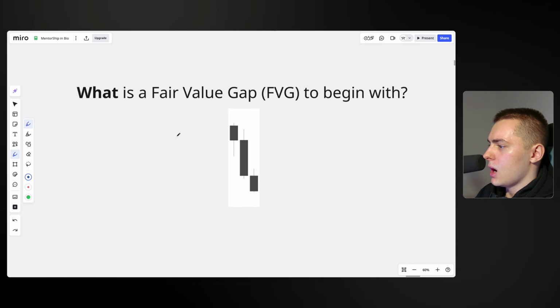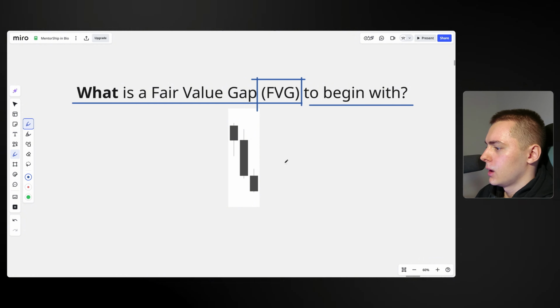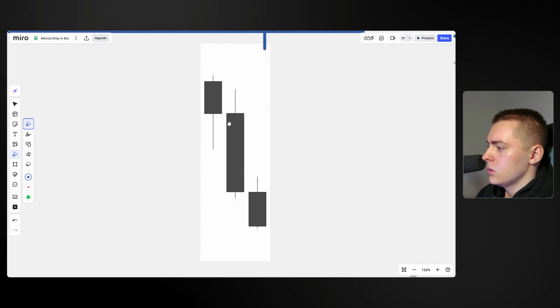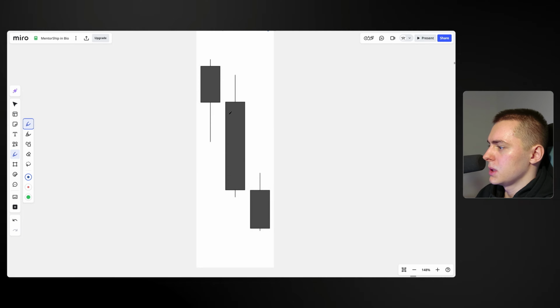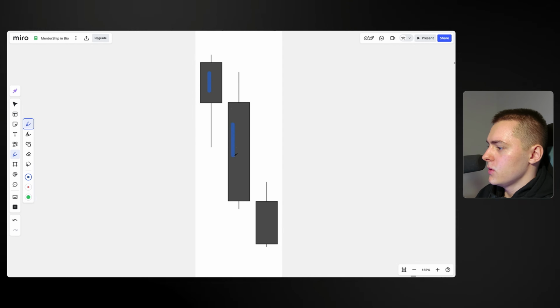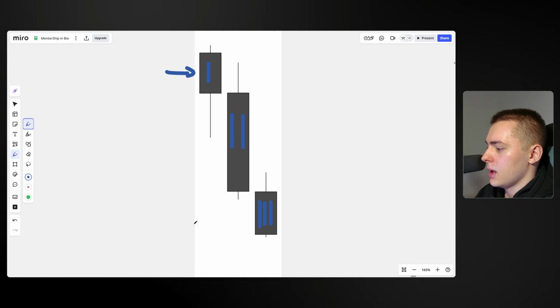Before I explain to you how to trade the FVGs in a very special way, we have to understand what the fair value gap, also known as FVG, is to begin with. Now, we have 3 candles right in here, and I want you to focus on all of those 3. I'll mark them out. This is the first, this is the second, and this is the third candle that we are going to look out for.